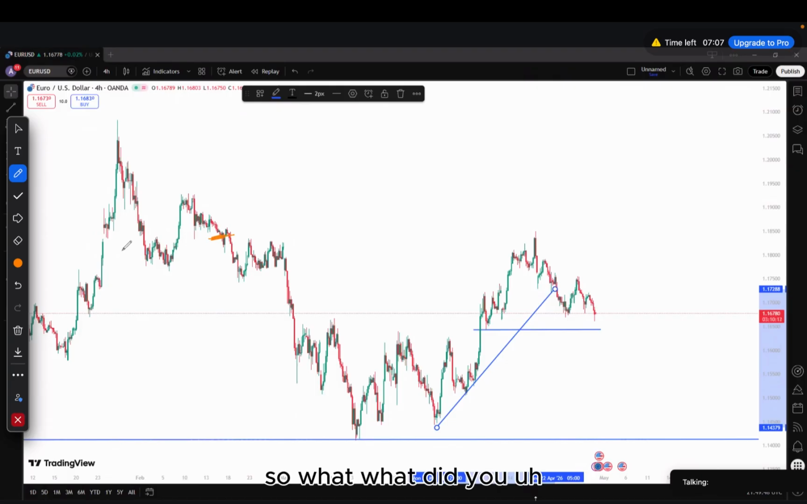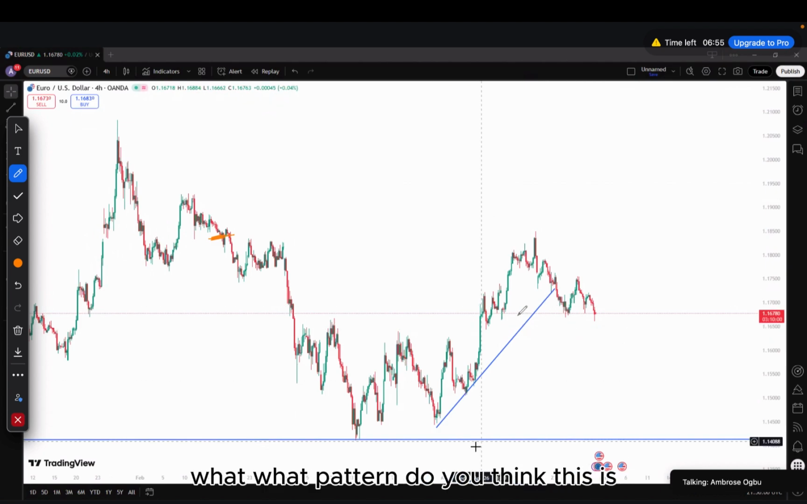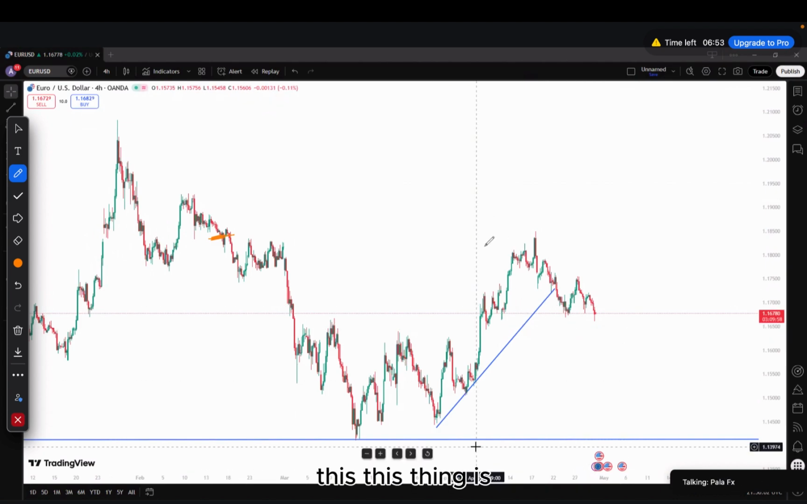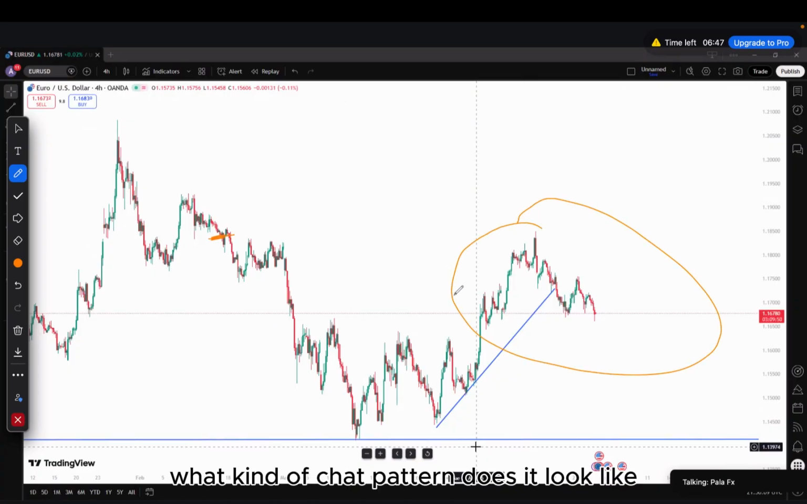So first of all, you've identified the trend of the market, right? So I want to ask you here, can you also identify something? What pattern do you think this is? What kind of chart pattern does it look like? Head and shoulders. Nice one. If you look at that very well, you see that it looks like head and shoulders, and head and shoulders is also a reversal pattern.